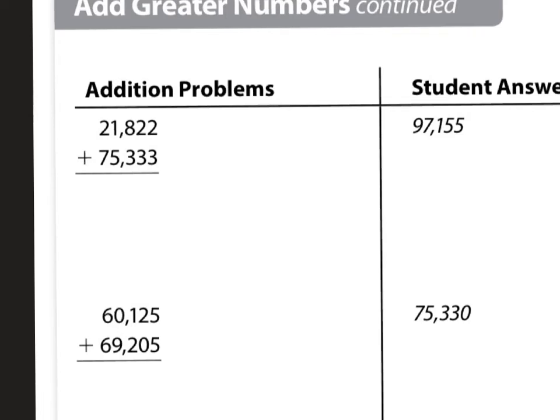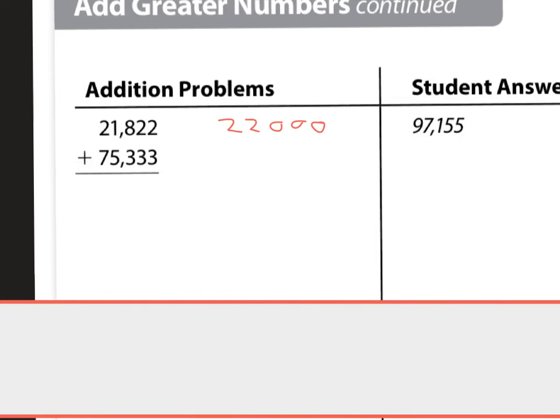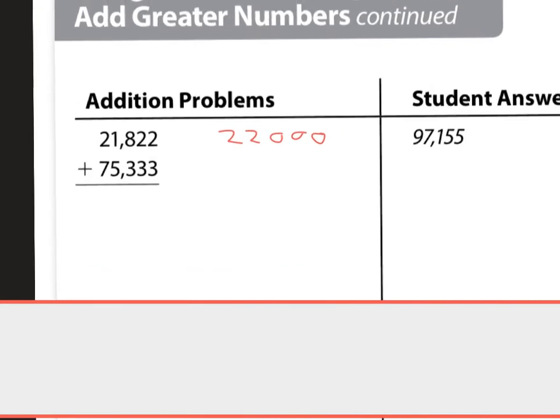21,822 rounded to the nearest thousands place would be 22,000. All right. And then 75,333 rounded to the nearest thousands place would be 75,000. All right, add those together.